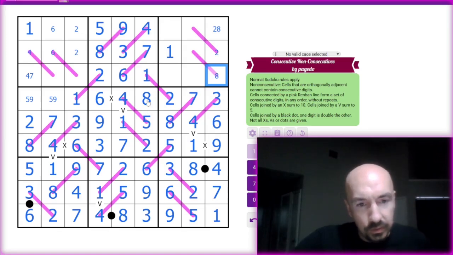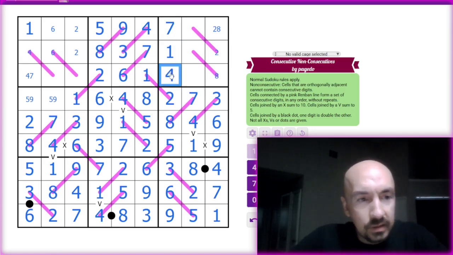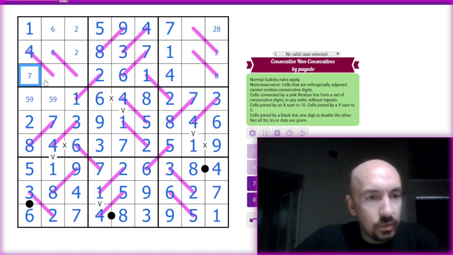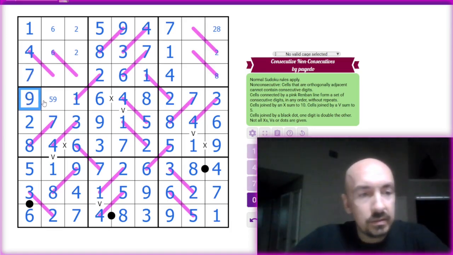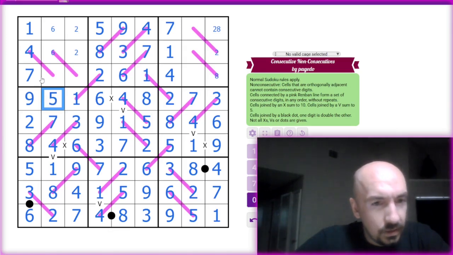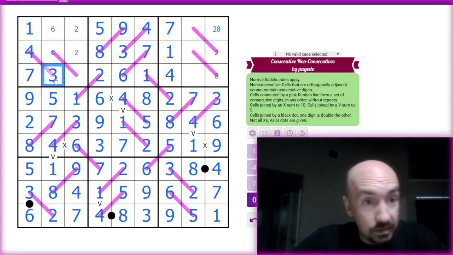1, 2, 3. Then we need a 4, 7. So we got, that'll be a 7. That's a 4. So that's going to be a 4. Delete that 4. Oh, okay. I can place that 7 now. This is a 9, 5. This has to be a 3 or 5, and it can't see itself, so it's not a 5.